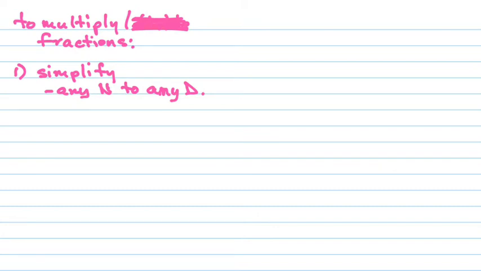Since I'm working with the actual rules now, the rules for multiply and divide are slightly different. So we're talking about multiplication first. Sorry, I shouldn't have written that down. So simplifying, any numerator to any denominator. As long as you're crossing that fraction bar and the operation is multiplication, then you can divide away the common factors.